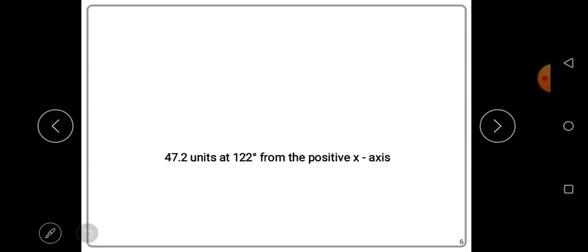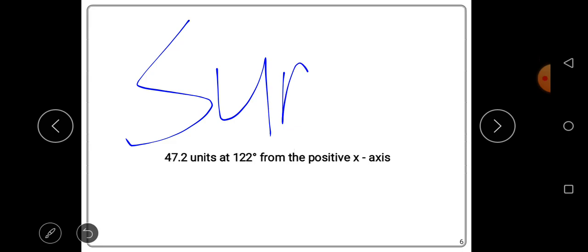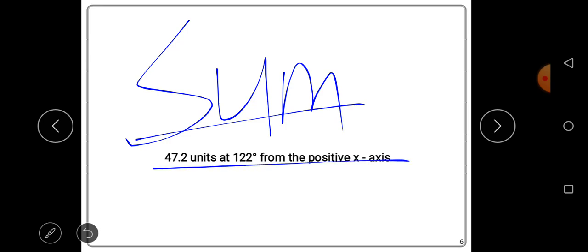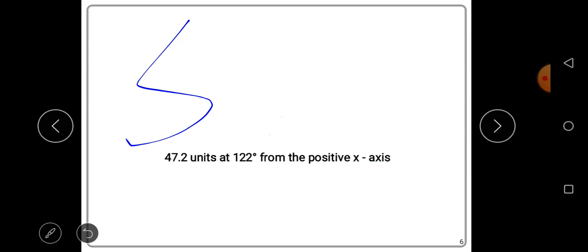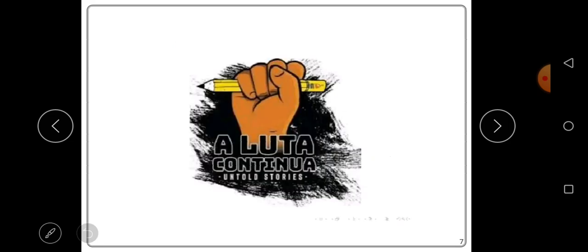So, a summary: the magnitude is 47.2 units at 122 degrees from the positive x-axis. This is what they required us to do. Let me also just mention it again: the magnitude is 47.2 units at 122 degrees from the positive x-axis.